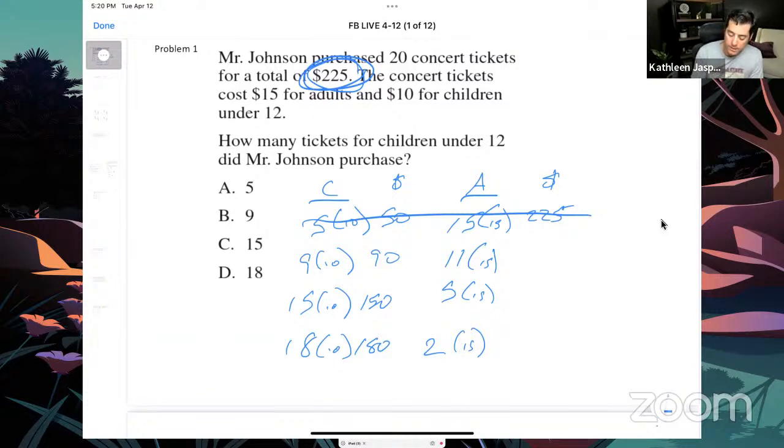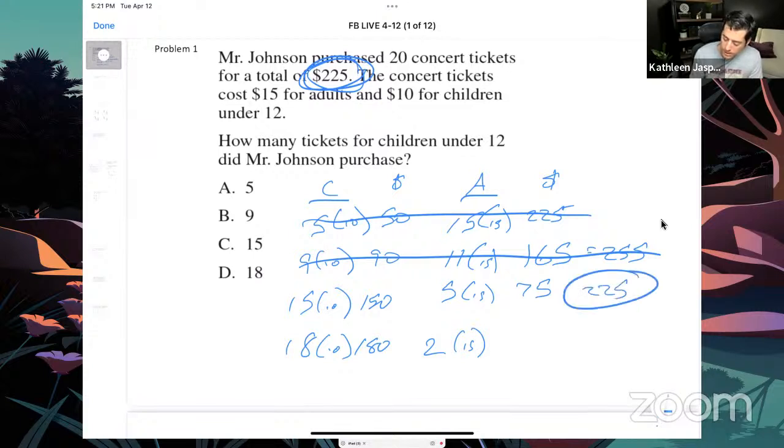So let's go to the next one. 11 times 15 is 165. What's 165 plus 90? It equals 255. Well, that's not going to work either because it's too high. The next one, I've got 5 times 15, which is 75. What's 75 plus 150? Look at that, 225. And when we did it the other way, it's the same thing.